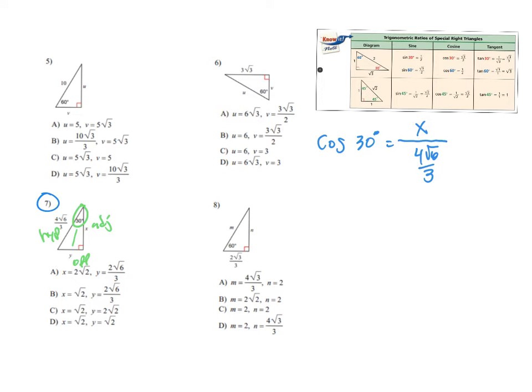Okay. Now, we have to replace this cosine 30. If I go to my chart, the cosine of 30 is square root of 3 over 2. And that, remember, equals this weird complex fraction, x on top and 4 square root of 6 over 3 on bottom. To solve this, we will multiply both sides by 4 square root of 6 over 3.